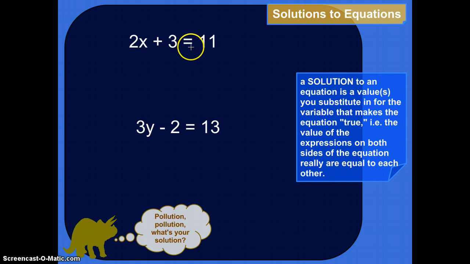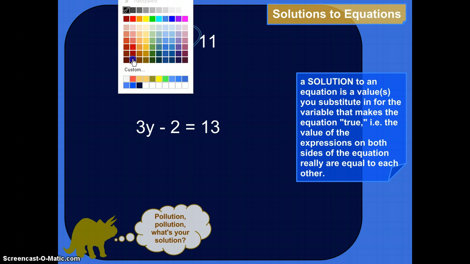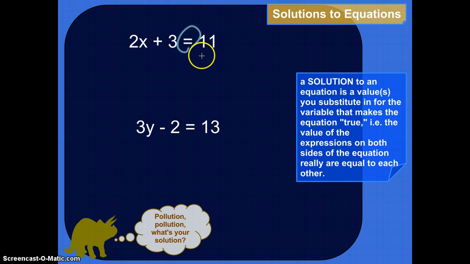What this equal sign is saying, it's making a bold claim. What it's basically saying is over here, this side of the equal sign, everything over here is equal to this side. Okay? So this is a bold claim, and for it to be true, then x has to stand for a particular number.